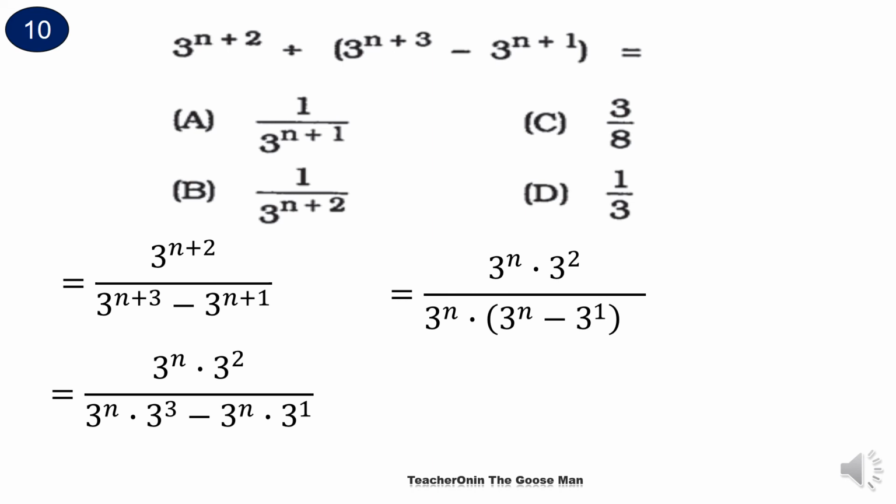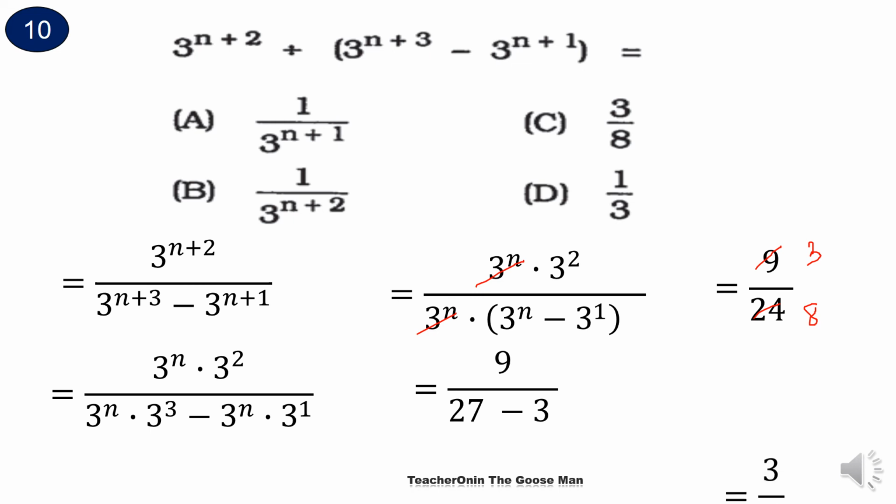Then I can factor out 3 raised to n. So what we have here is actually 3 squared, which is 9. Then 3 cubed is 27 minus 3. So I have here 9 all over 27 minus 3. So that will give me 9 over 24. Reduce both the numerator and denominator by 3. So this is 3, and 24 divided by 3 will give us 8. So the final answer is 3 over 8. Therefore, based on our choices, it is letter C.